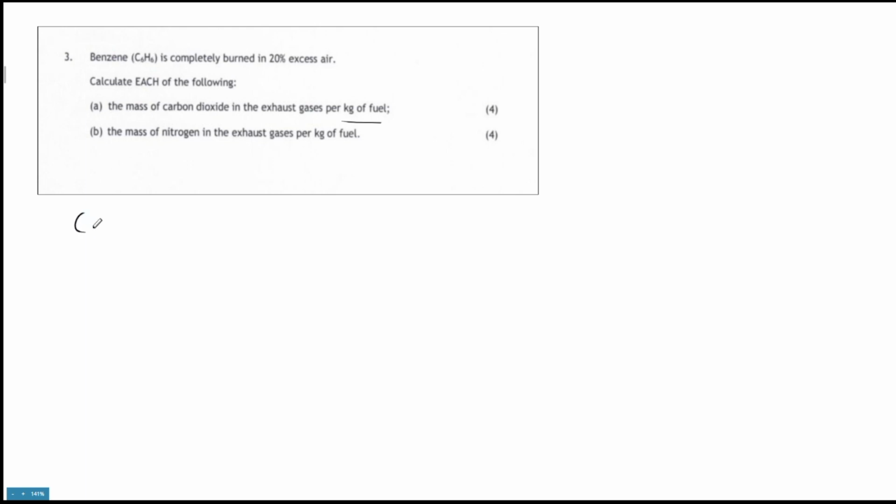So let's calculate the amount of carbon and hydrogen in 1 kg of fuel. I like to give my work these subtitles as I'm working through them because it makes it easier to follow, I think. So we'll give it a go like this: the amount of carbon and hydrogen in 1 kilogram of fuel. So we've got 1 kg.